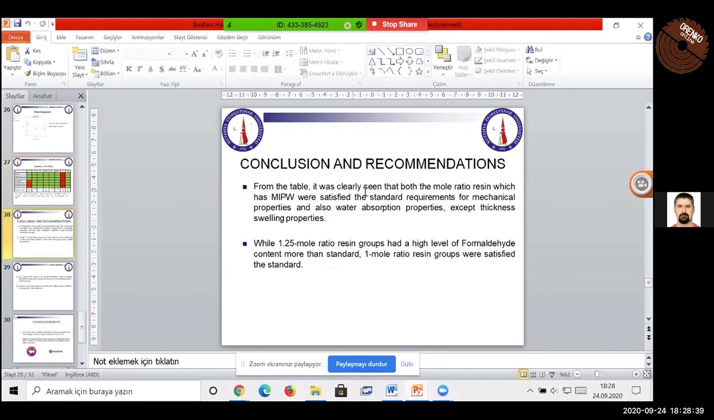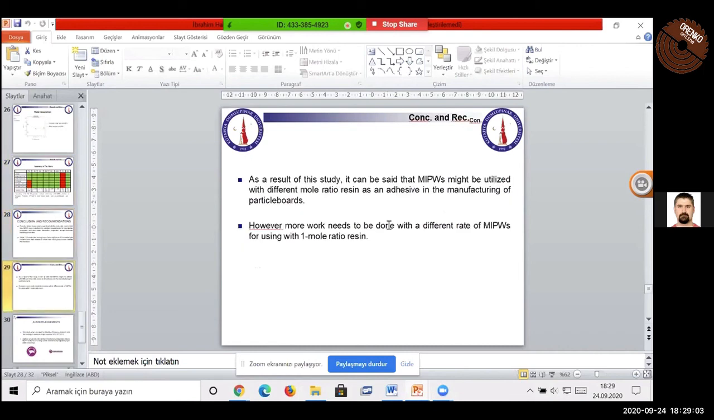And from the table, it was clearly seen that both mole ratio resins, which have MIP waste, satisfied the standard requirements for mechanical properties and also water absorption properties, except thickness swelling properties, while 1.25 mole ratio resin groups had a high level of formaldehyde content, more than standard. 1 mole ratio resin groups satisfied the standards. As a result of this study, it can be said that the MIP waste might be utilized with different mole ratio resin as an adhesive in the manufacturing of particle board. However, more work needs to be done with a different rate of MIP waste for use with 1 mole ratio resin.